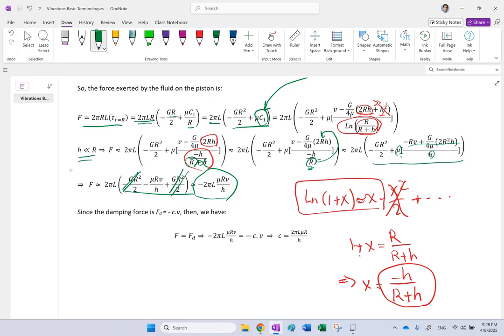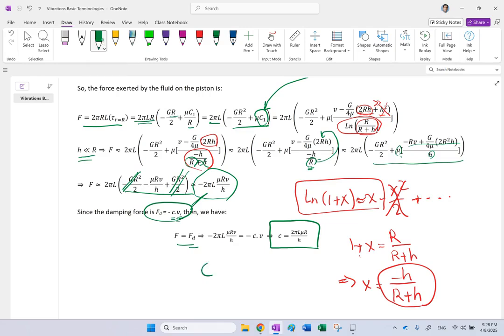Now for a viscous damper, we always say that the damper force is negative C, where C is the constant of it, times V. V is the velocity. So if we say these two terms are equal, correct? These two are equal. From here you solve for C, and guess what? You get this beautiful formula. 2 pi L mu R over H. That is the damping coefficient for this configuration.